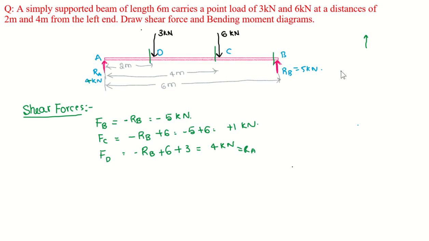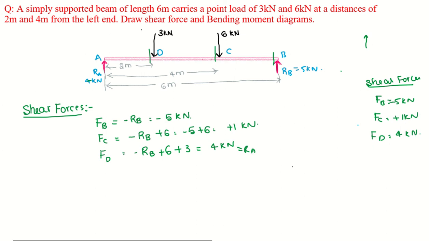So those are about shear forces. If I write the shear forces here, FB is equal to 5 kilonewton minus 5 kilonewton, FC is equal to plus 1 kilonewton, FD is equal to 4 kilonewton. So let us now find out the bending moments, and later we will draw both diagrams together.